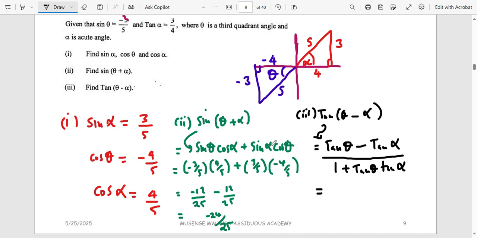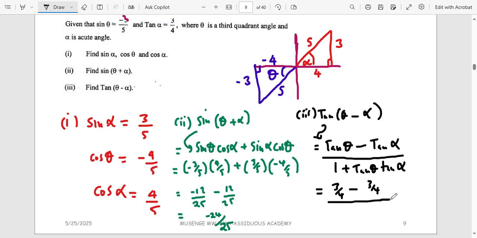So remember, tan theta, we didn't find tan theta, did we? So tan is opposite over adjacent. The opposite is negative 3, the adjacent is negative 4. Negative 3 over negative 4 is just 3 over 4. And then minus tan alpha. Tan alpha is already given there. It is 3 over 4.